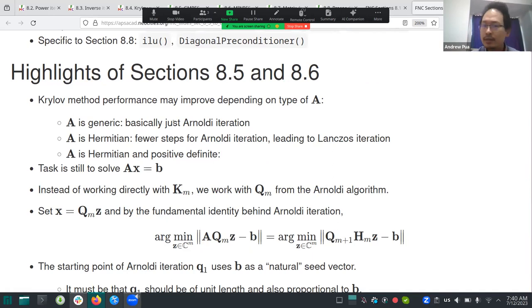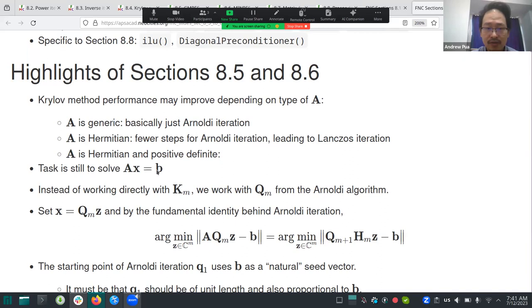If A is generic, without any particular special structure, you're going to do Arnoldi iteration. If A is symmetric or Hermitian, there would be fewer steps for the Arnoldi iteration, and it leads to what is called the Lanczos iteration. And if A is Hermitian and positive definite, you're going to use the conjugate gradient method, CG. I didn't put anything here, so that's what I wanted to put there.